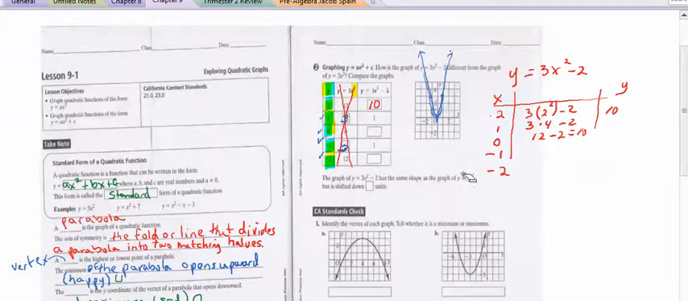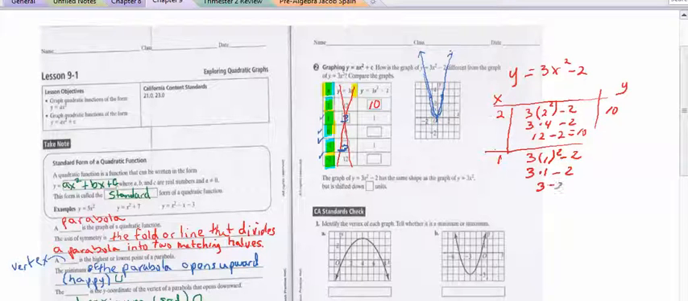And I need to make some more space. Then the next x I'm going to use is 1. So now go 3 times 1 squared minus 2. So 1 times 1 is 1, minus 2. 3 minus 2, and we got 1. That's where they got the 1 here.